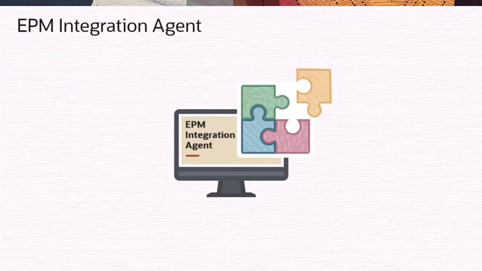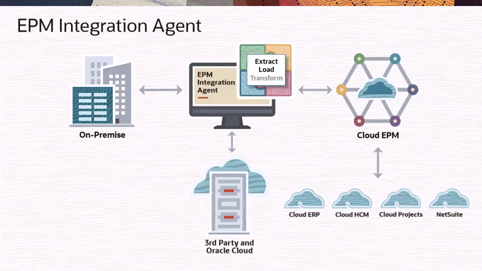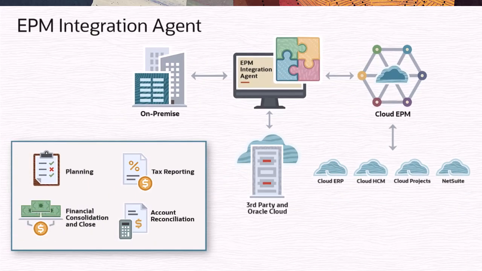The EPM Integration Agent is a comprehensive, unified solution you can use to directly extract, load, and transform metadata and data from a variety of on-premises and third-party cloud source systems, for use in supported cloud EPM business processes, such as planning, tax reporting, financial consolidation and close, and account reconciliation.